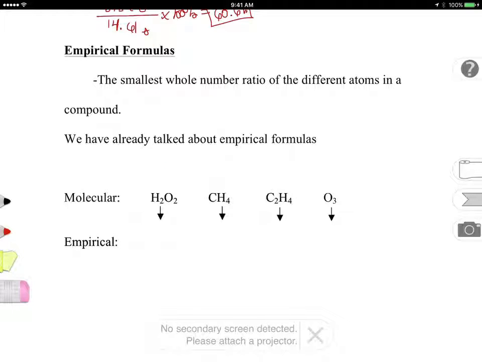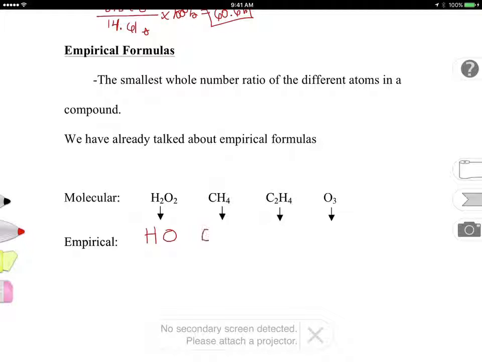This video is going to go into empirical and molecular formulas. First off, we're going to start with what we already did, and we simply make things in the smallest whole number ratio. That's the empirical formula. So we're simply going to take H2O2. Each of those can be divided by 2, and we're going to end up with HO.